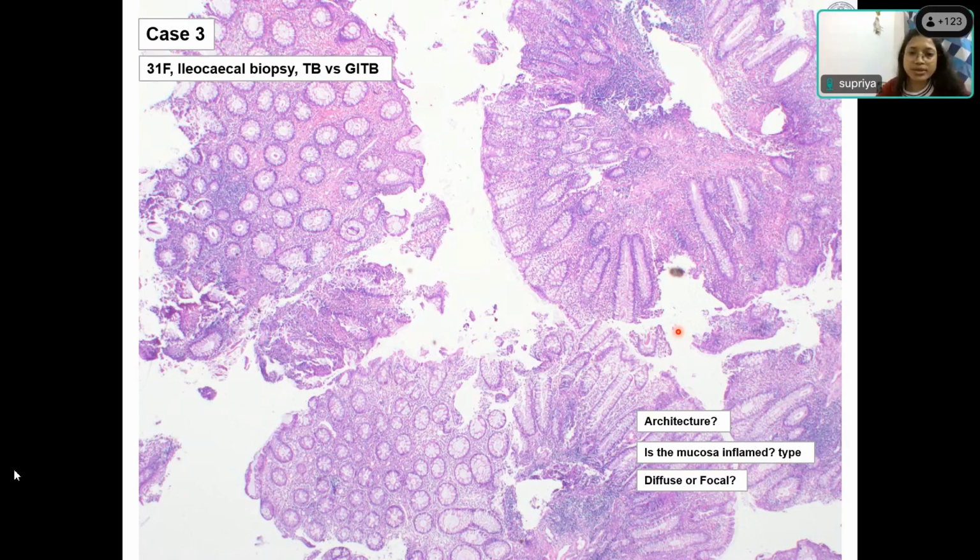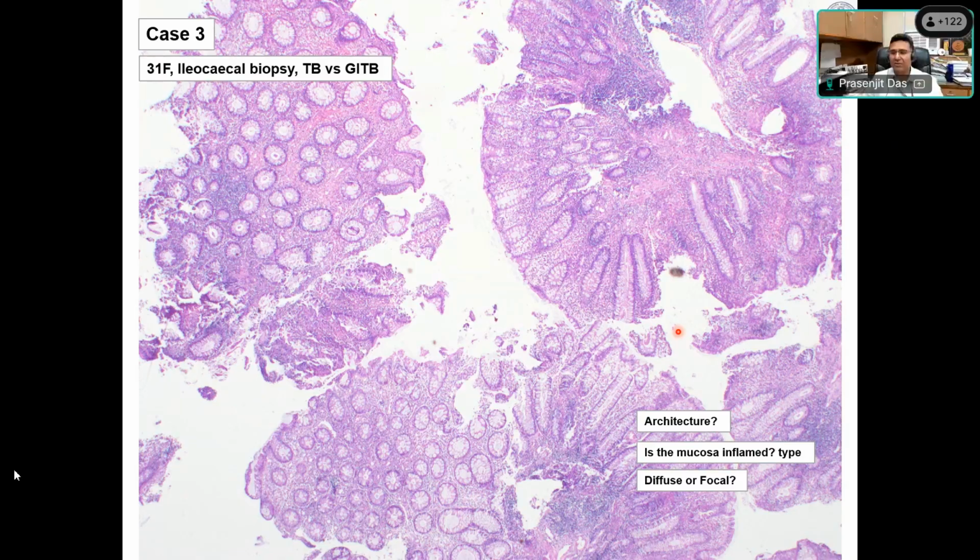Sir, there is distortion in the architecture. I could appreciate the abscess and cryptitis in these cases, where I could appreciate shortening of the crypts, decrease in the distance between two crypts, and also branching of the crypts here. And I could appreciate some focal inflammatory cell infiltration in these 4 bits of tissue, with lymphocytic infiltration and eosinophilic infiltration also.